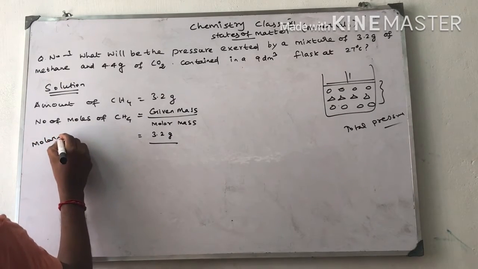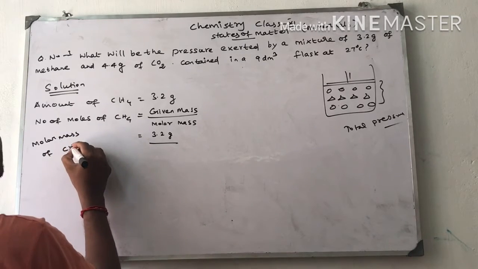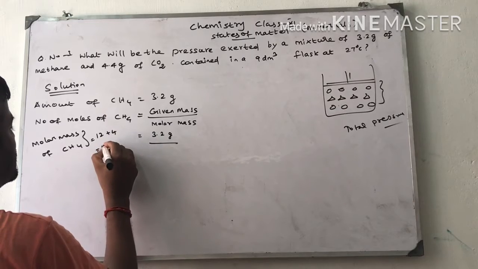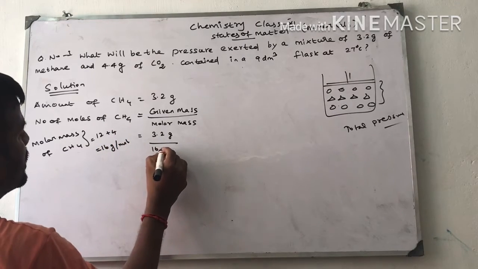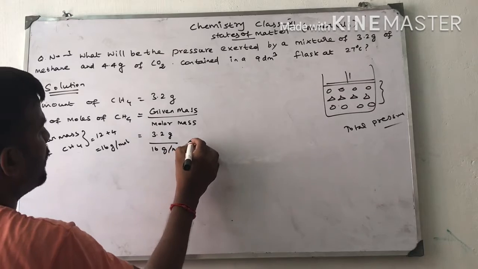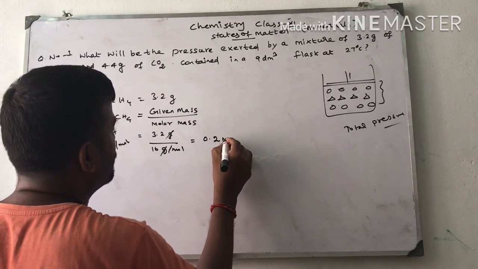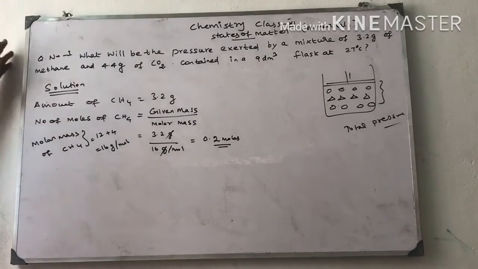Molar mass of methane is equal to 12 plus 4, which is 16 gram per mole. We substitute here 16 gram per mole. On simplifying these two, we get the answer of 0.2 moles. Now we have found the number of moles of methane.